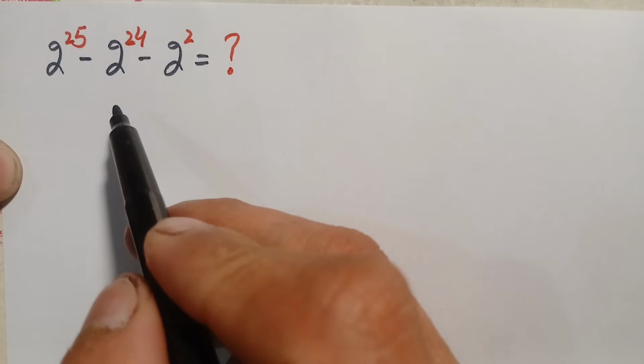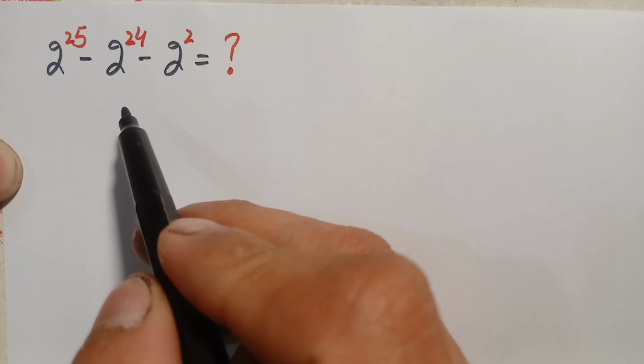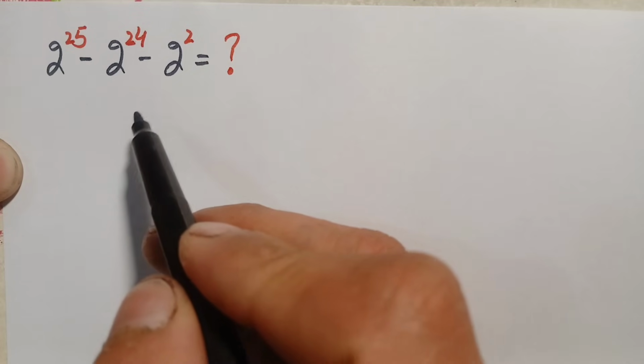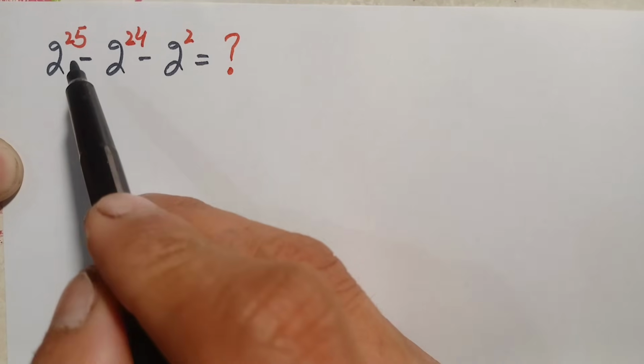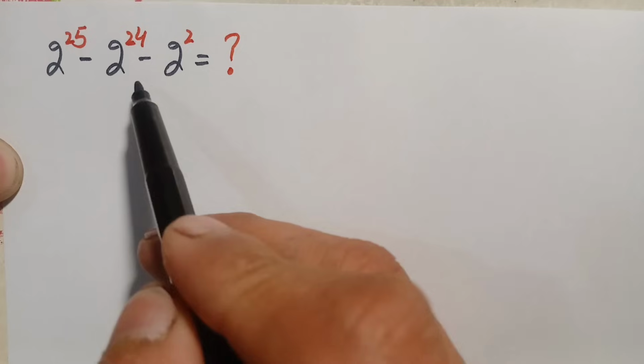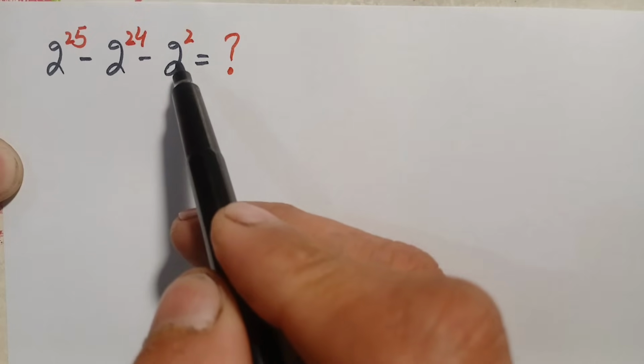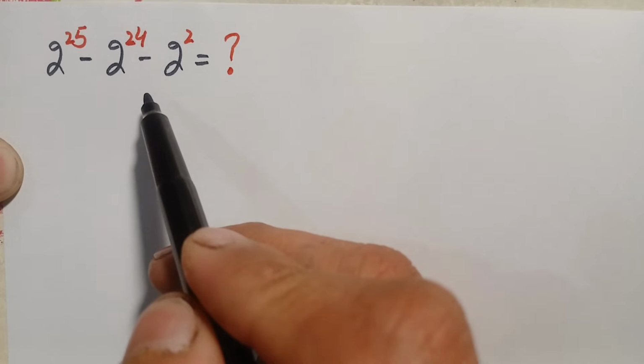How to solve and find the value of this beautiful exponential math problem without any calculator and without any rough or long standard multiplication. Now the problem is 2 raised to power 25 minus 2 raised to power 24 minus 2 square, or 2 raised to power 2. Now how can we solve this math problem?